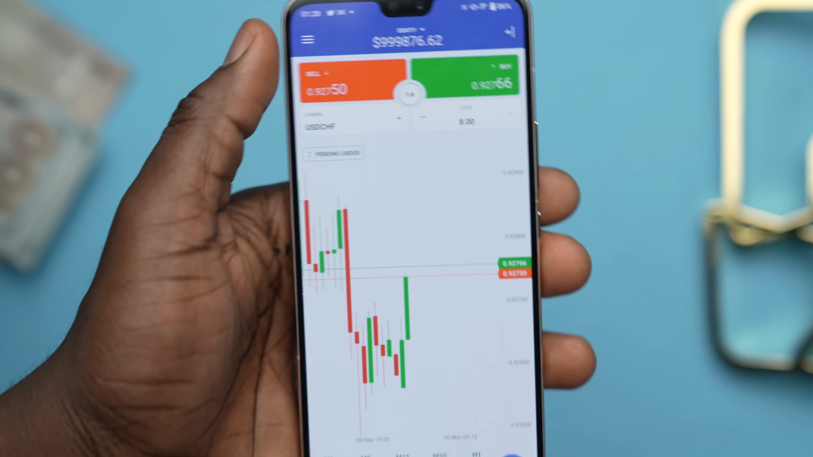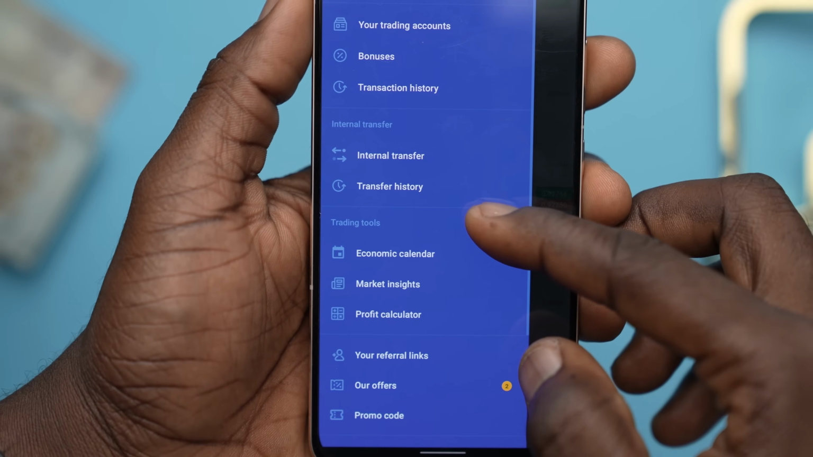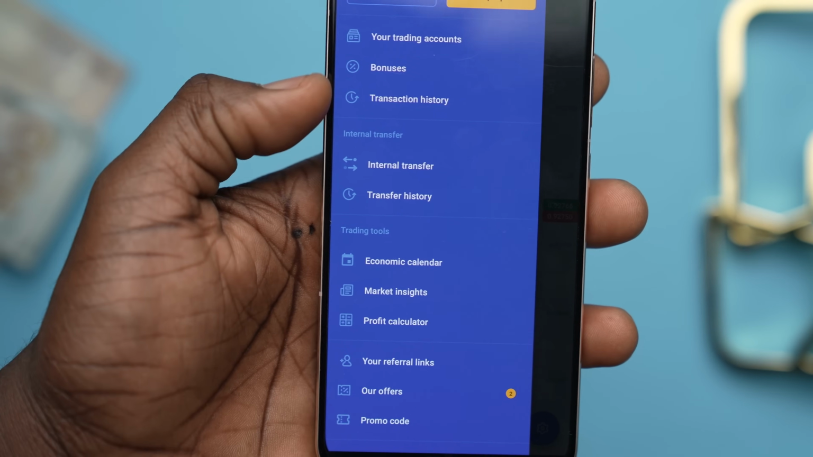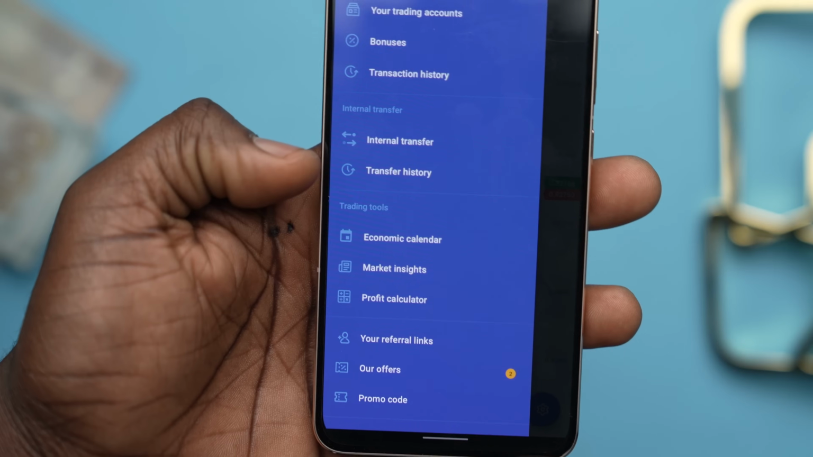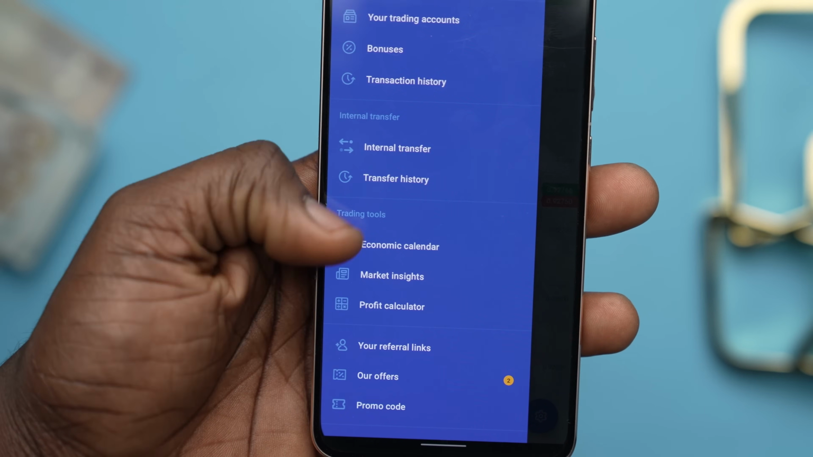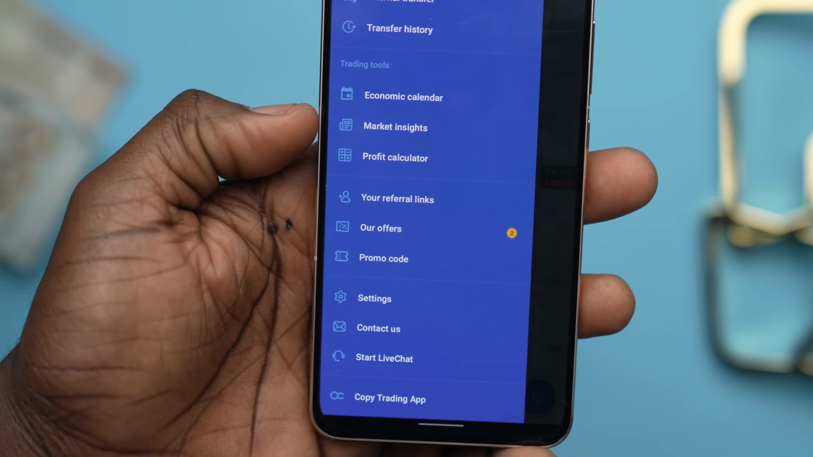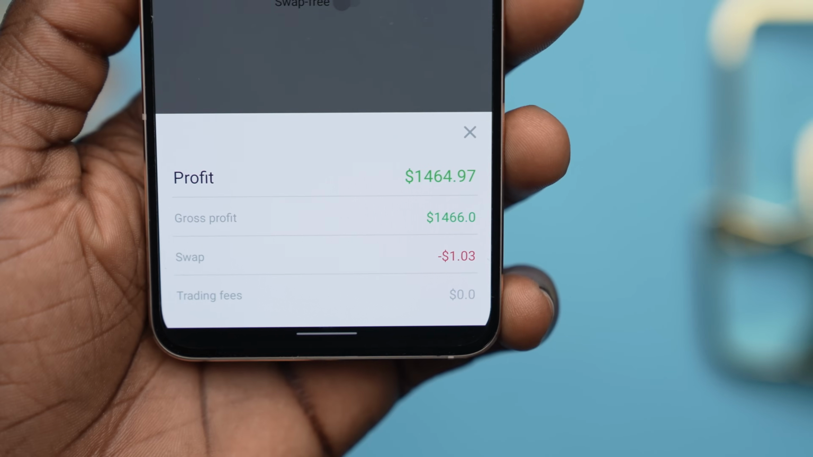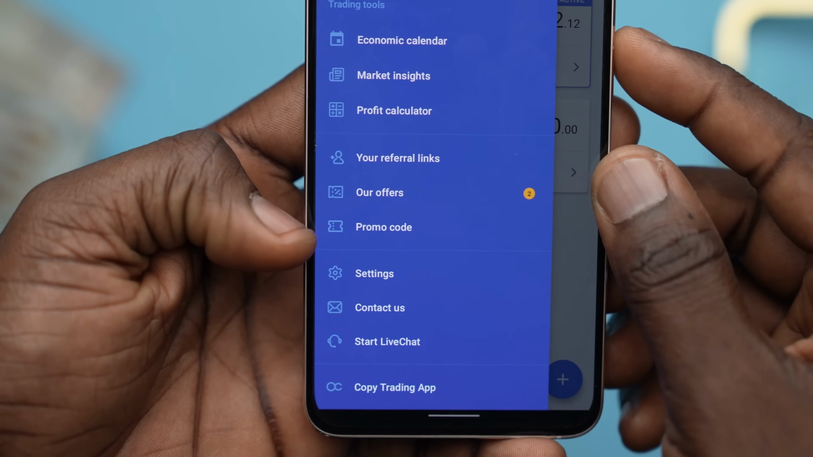So for more features and settings, on the sidebar you have bonuses, transaction history, internet transfer, so you can transfer money from one trading account to the other. You can view your transfer history, check out the economic calendar so you know of the current events going on, so as not to trade a currency that might have a bad news cycle. You see market insights, even a profit calculator, so you see how much you stand to gain if you trade a currency pair. You've also got the referral offer page and promo code, which we've already talked about.